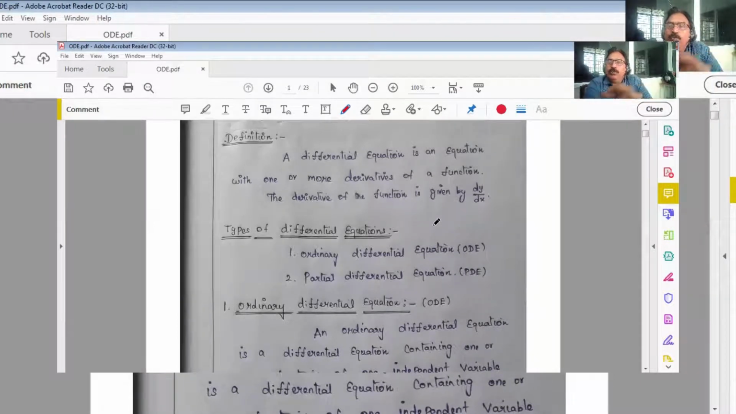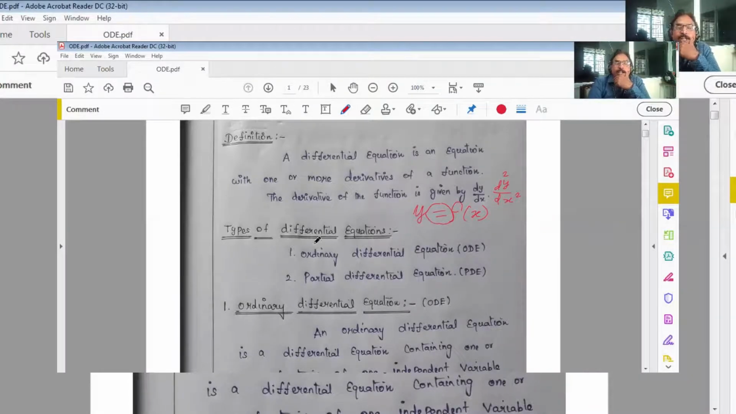Something equal to something. So when y is equal to f of x, we say this is an equation when you have this equal sign. So this is a differential equation where there exists dy by dx and d square y by dx square and so on.